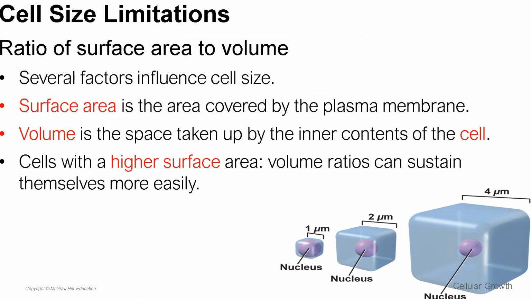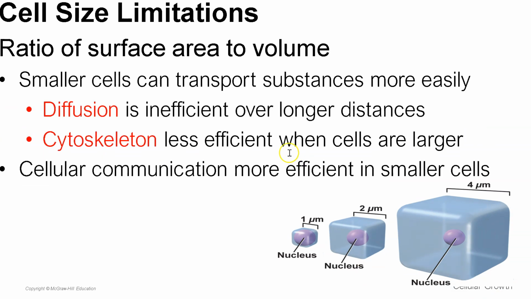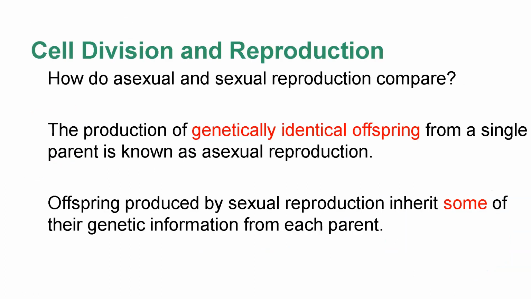You want a ton of surface area because you want to get materials in and get materials out. And then volume: if the cell's really big like this, it's going to take a long time to get materials to the deepest part of the cell. Also, the cytoskeleton has more demands, DNA has more demands, and it just doesn't work out. Cells want a lot of surface area for their volume. They want a lot of places for diffusion and transport to happen. When cells are large, it's just inefficient: diffusion, the cytoskeleton, which is moving things.